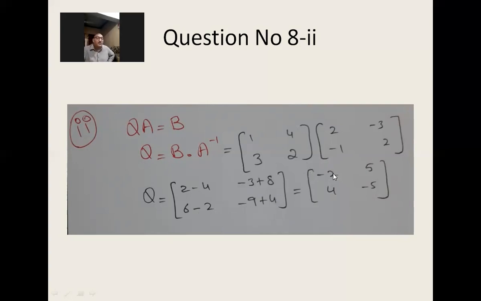So 2 minus 4, that will be minus 2, minus 3 plus 8, that will be plus 5. 6 minus 2, that will be 4, and minus 9 plus 4, that will be minus 5. So this is how you will find the value of the Q. This was question number 8, and hopefully you have understood both the parts, that is how we are using the determinants, adjoints and inverse to find the value of the Pn.